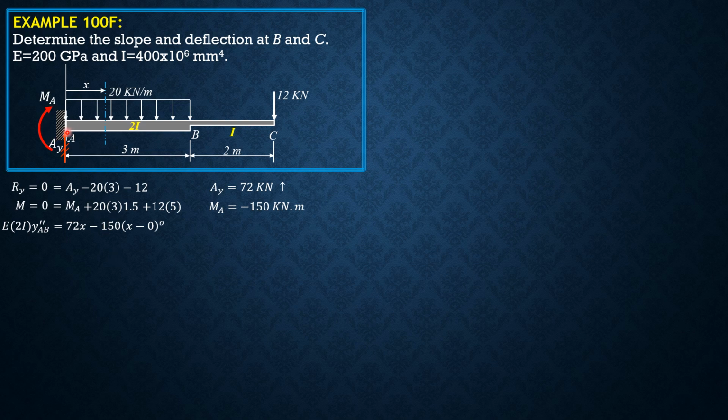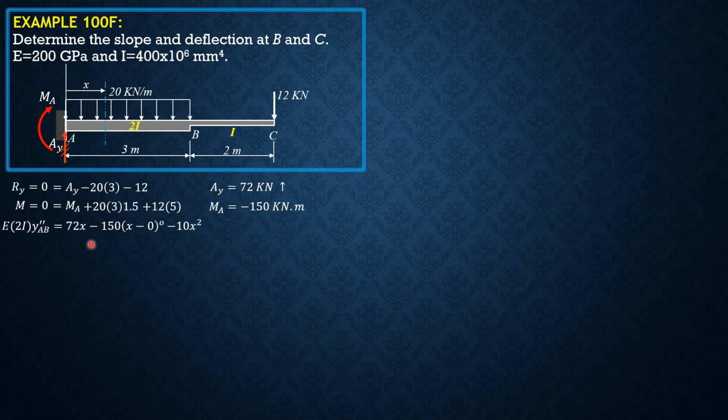Actually, if it is at the origin or leftmost point, then you can just have minus 150 instead of quantity x minus 0 to the 0. But I want you to be accustomed to doing that, especially if there will be couple loads not at the origin but somewhere on the span, so that you will not forget to do that. Then minus the moment of this loading, 20 times x over 2, so minus 10x squared.